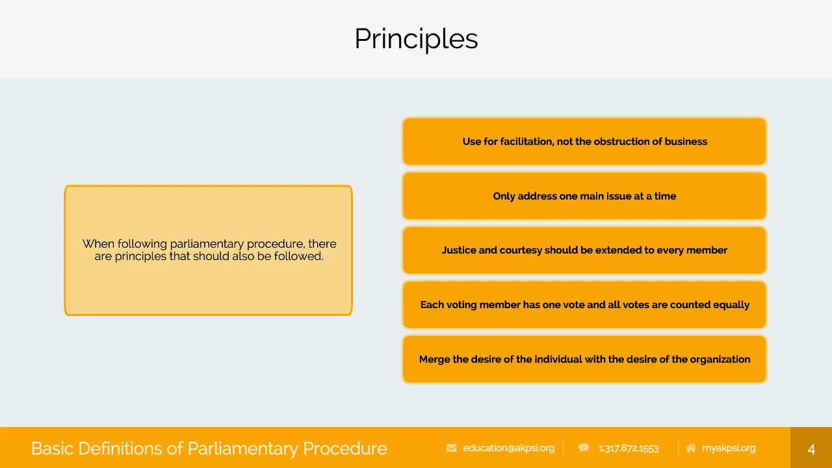The desires of individuals must also be merged into the desires of the organization. The ideas presented should align with the priorities and focus of the organization and not individual agendas, because if adopted, the instituted rules will affect the chapter as a whole. Keeping these principles in mind will help you as you execute parliamentary procedure.